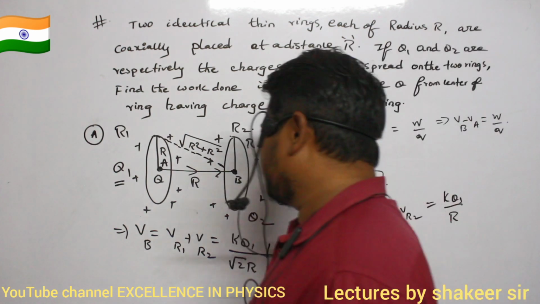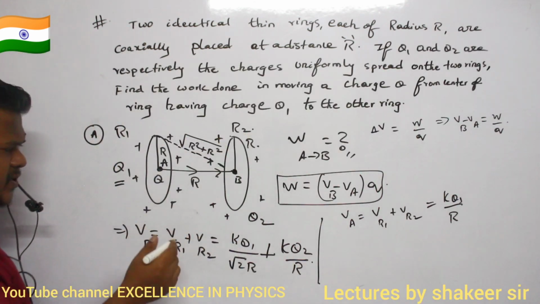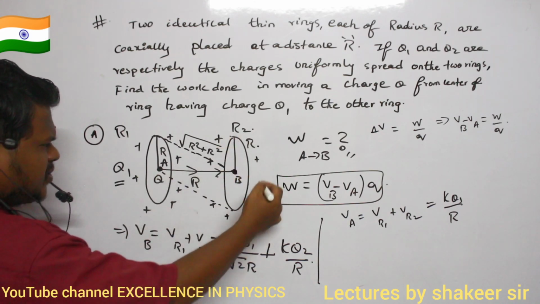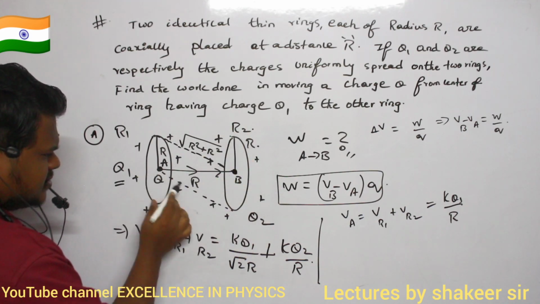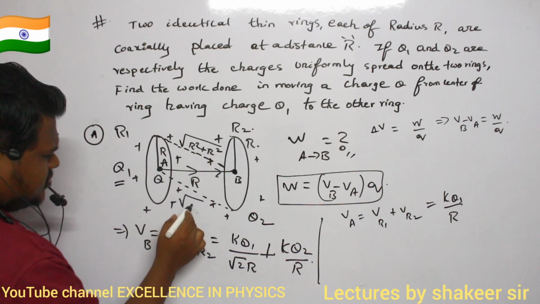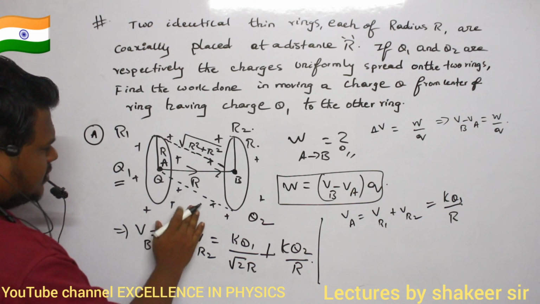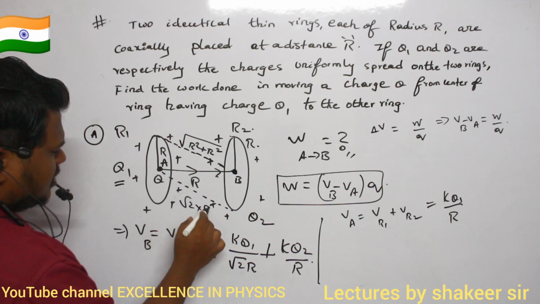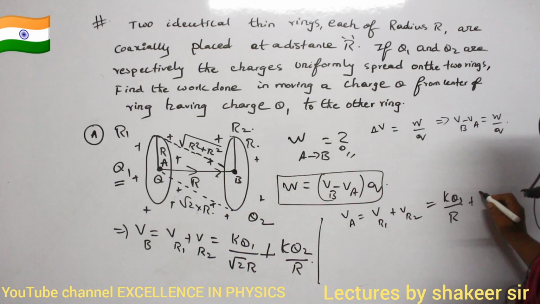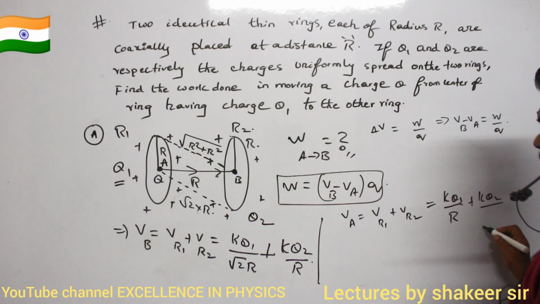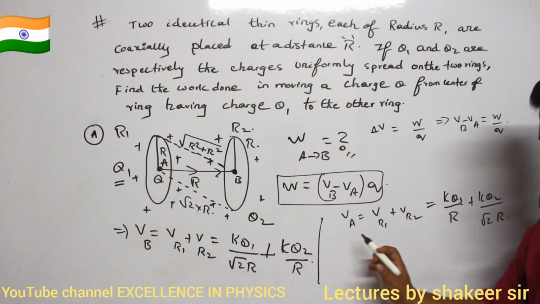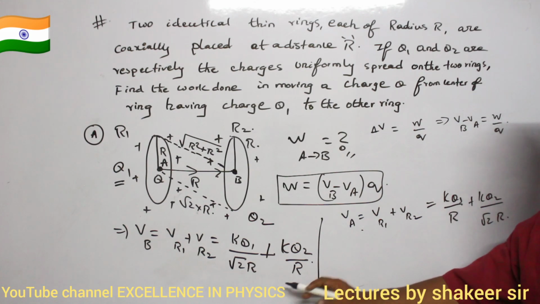Similarly, because of this second ring, what is the potential here? This point is again symmetrical to every point of the ring. So what is this distance? This is also the same distance, root 2 into R. So the potential due to the second ring is KQ2 divided by root 2 into R. So this is the potential at point A and this is the potential at point B.